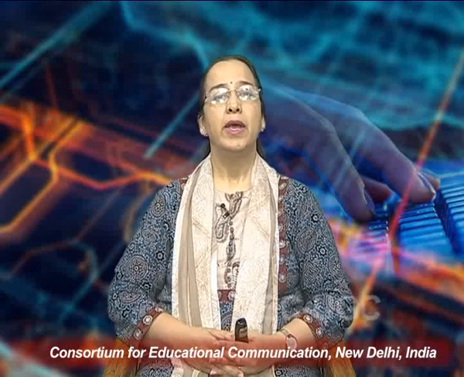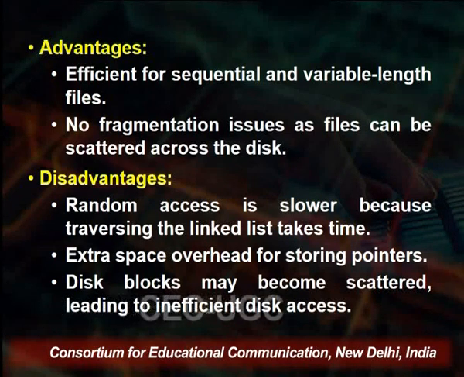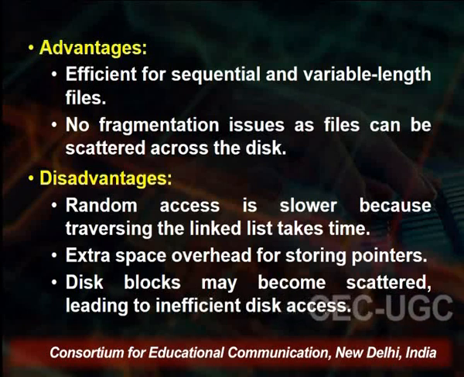Now coming to the characteristics, advantages and disadvantages of this linked allocation. So the first advantage is there are no fragmentation issues, because files are already scattered across the disk. And because of this quality, it is efficient for sequential as well as for variable length files or fixed length files. It is efficient for both the files in which the length of the file is variable or the length of the file is fixed.